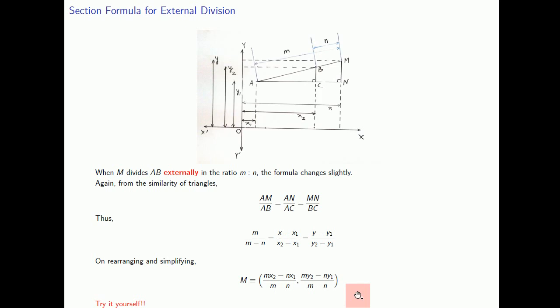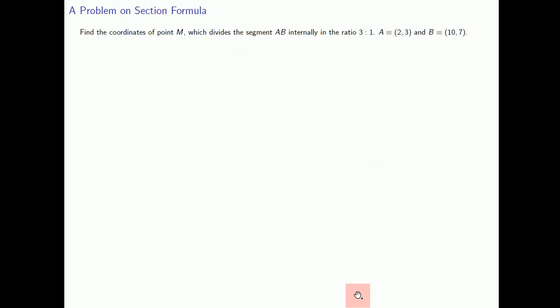So this completes the proof part. Now we'll go to the problems. Find the coordinates of point M which divides the segment AB internally in the ratio 3:1. The coordinates of A are 2, 3 and coordinates of B are 10, 7.